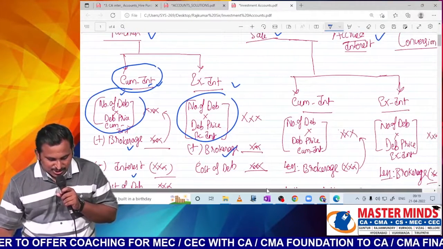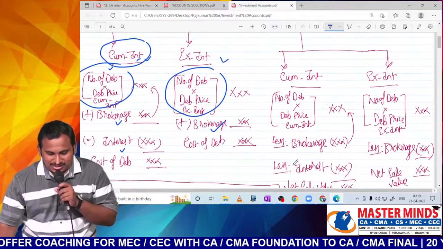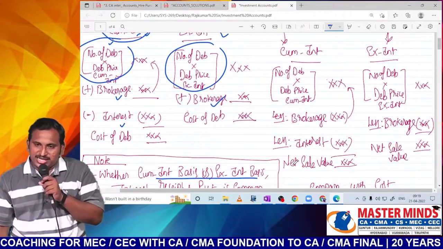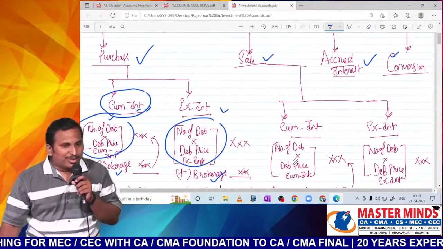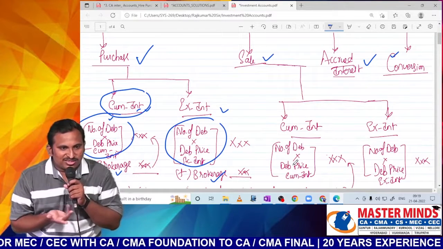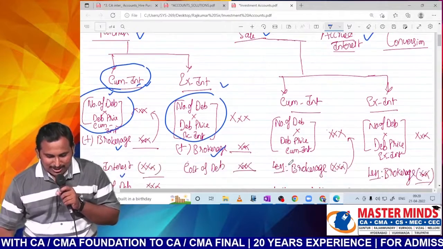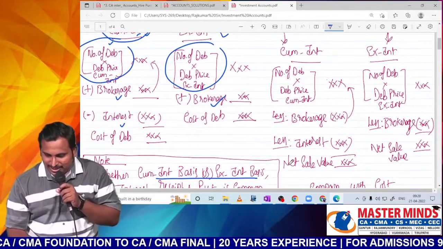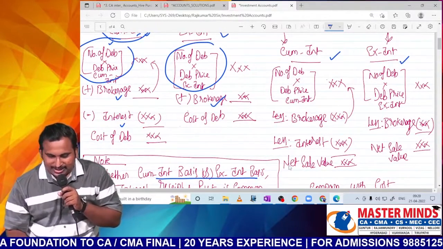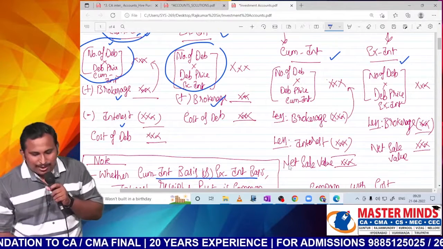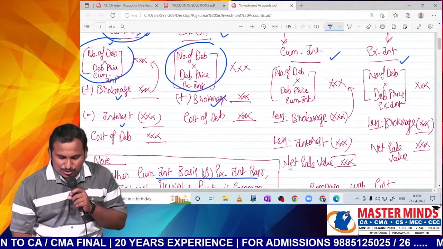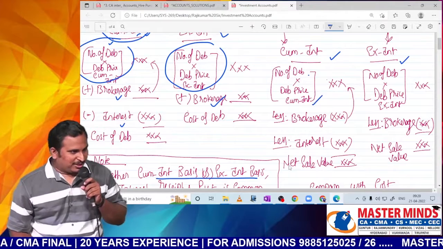Now let me come to the sale transaction, sir. What we have discussed is purchase. Now let me move to sale. Sale is also possible in two ways, just as purchase is. So sale might happen on cum interest basis or on ex interest basis. If it is on cum interest basis, once again, first you write number of debentures into debenture price.